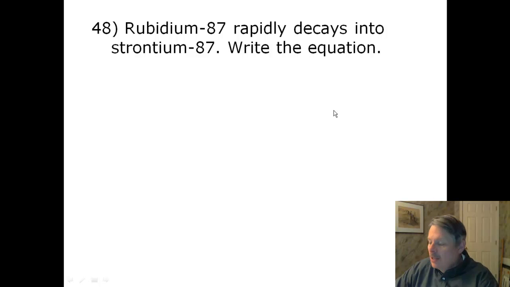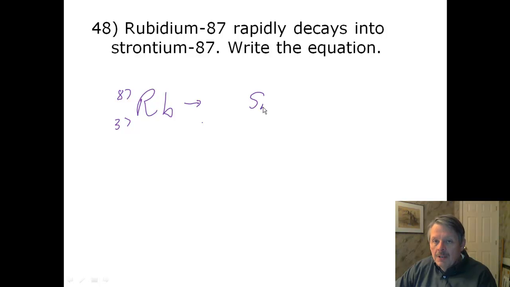And for the final question, we have rubidium-87. Rubidium-87. And we did this one also originally, and it is becoming strontium-87, and strontium is number 38. So I have a 0 on top and a -1 on the bottom, and that's a beta particle.